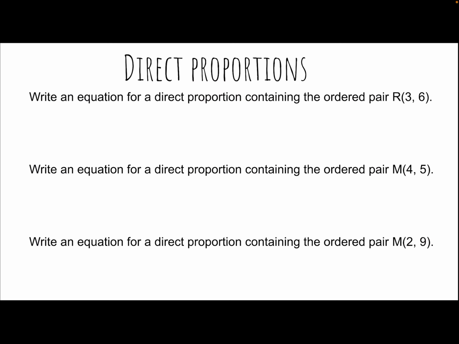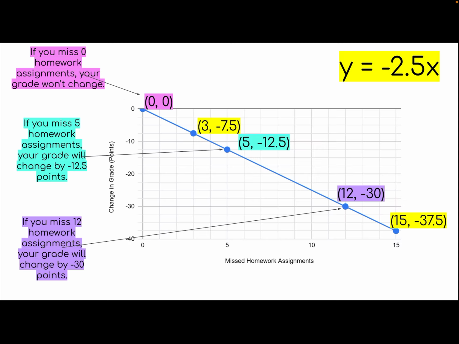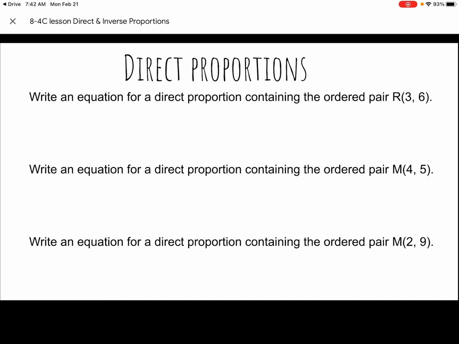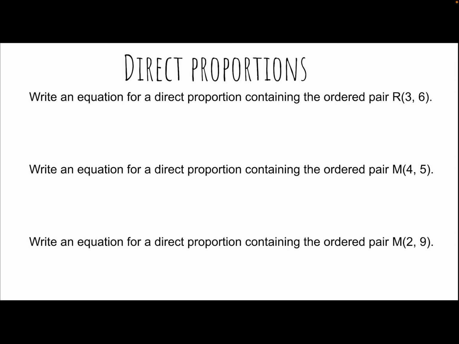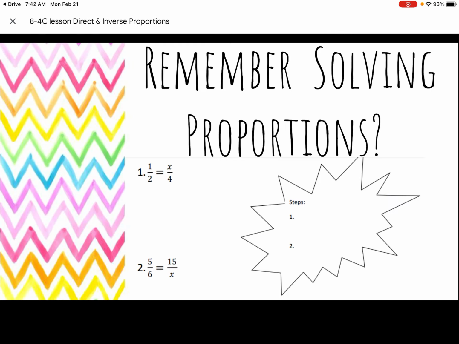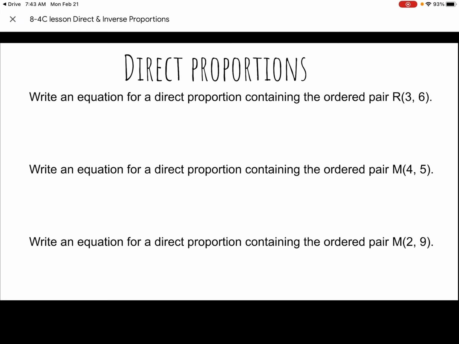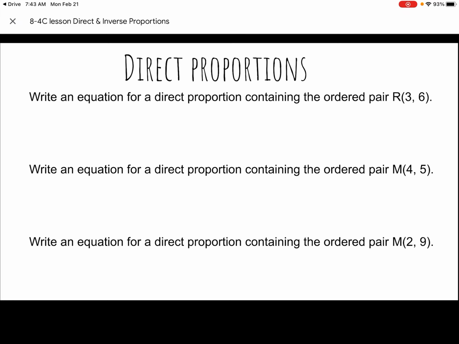Okay, the last one. Write an equation for a direct proportion containing the ordered pair of r is 3, 6. Well, at this point, if I told you it's a direct proportion and you have an ordered pair, you can simply take the y value divided by the x value. So you can take 6 divided by 3 and get 2. Y equals 2x.